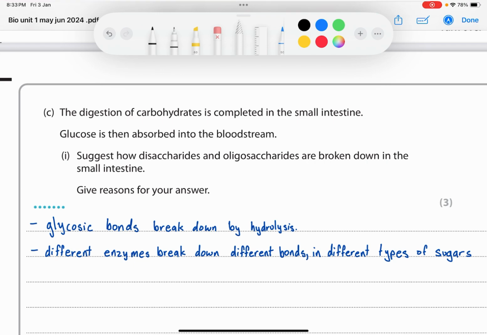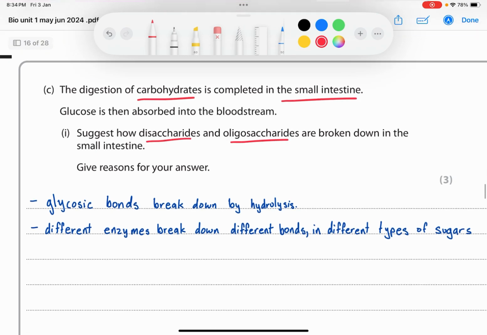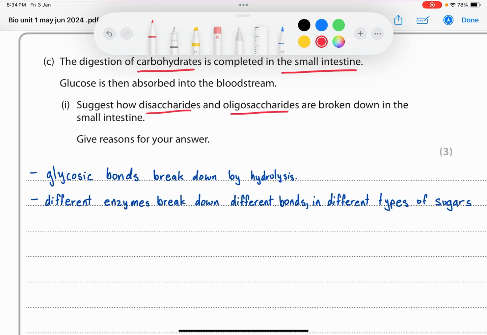Okay, now we have the digestion of carbohydrates, which is completed in the small intestine. Glucose is then absorbed into the bloodstream. So just how disaccharides and oligosaccharides are broken down in the small intestine: glycosidic bonds break down by hydrolysis. Different enzymes break down different bonds in different types of sugars.